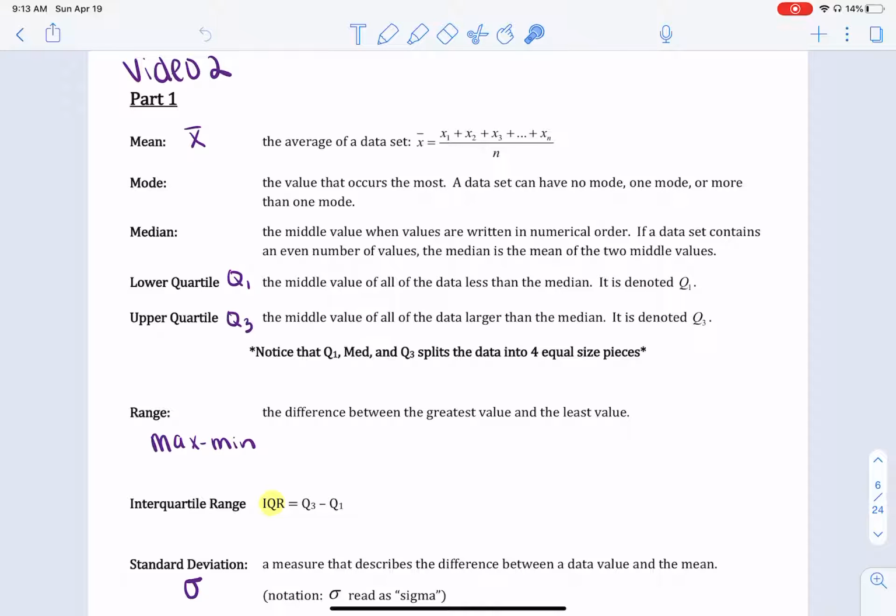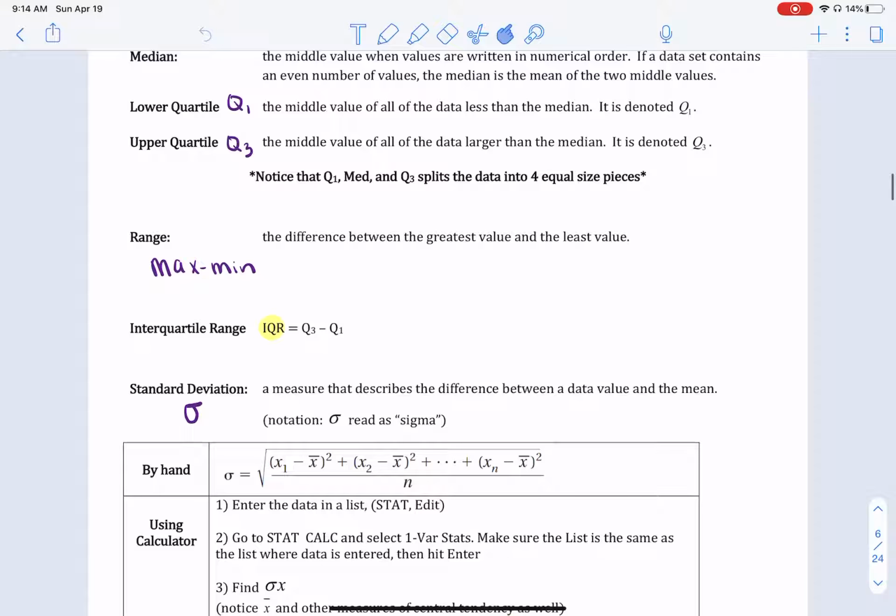So those words you've heard before, lower quartile and upper quartile. That will be represented as Q1 and Q3 in your calculator. So the middle value of all the data less than the median is your lower quartile, and the middle value of all the data larger than the median is the upper quartile.